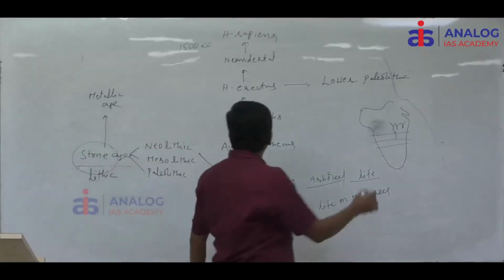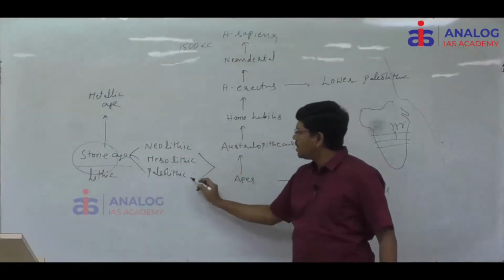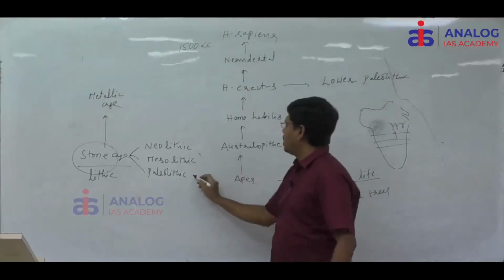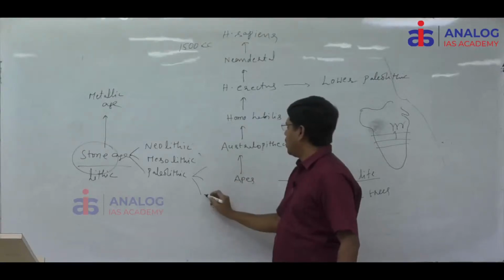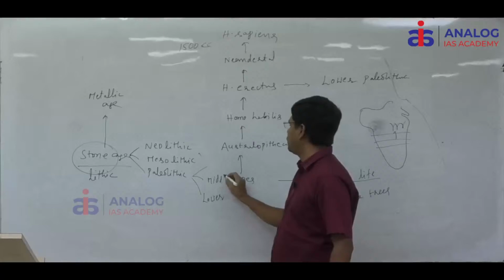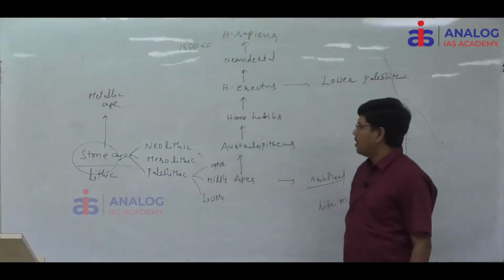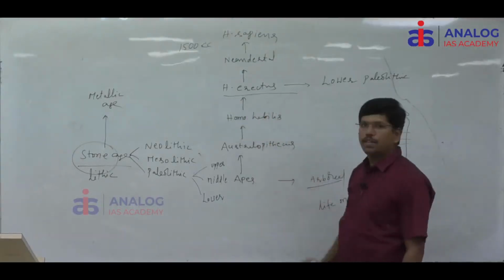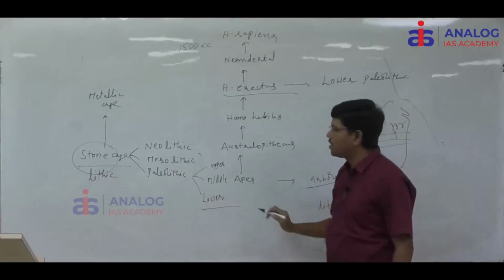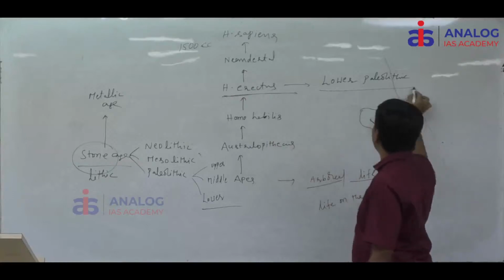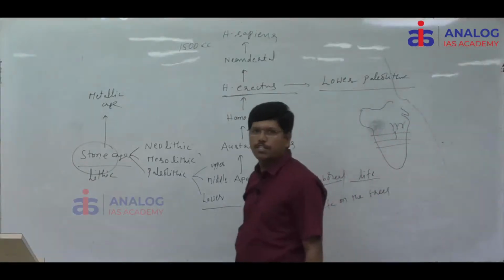Now, again, this Paleolithic period is divided into 3 stages: lower Paleolithic period, middle Paleolithic period, and upper Paleolithic period. Now, this Homo erectus came into existence in the lower Paleolithic period. That's why Homo erectus is the architect of lower Paleolithic culture.